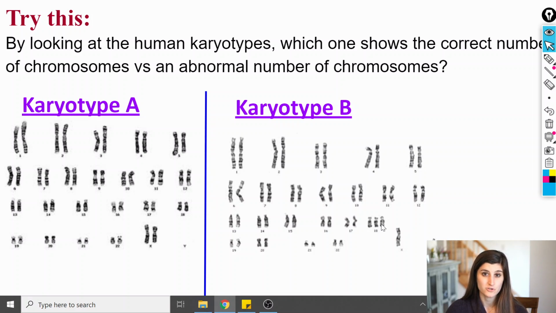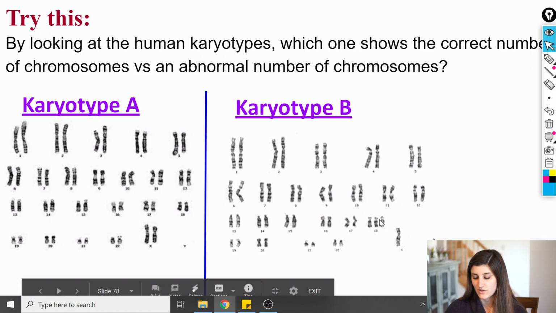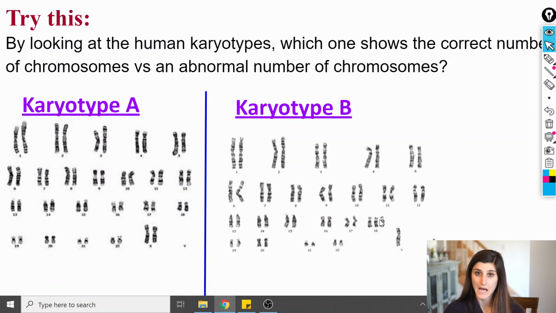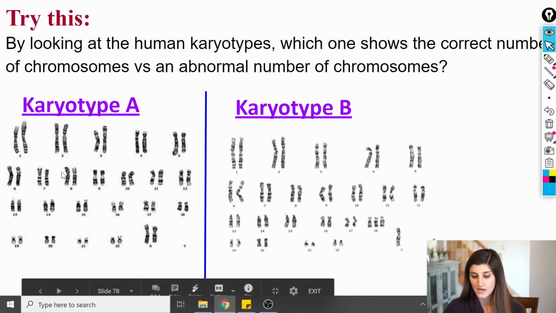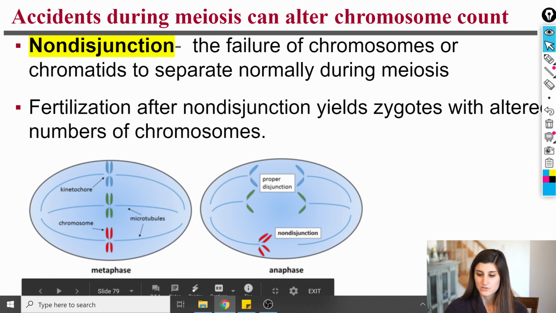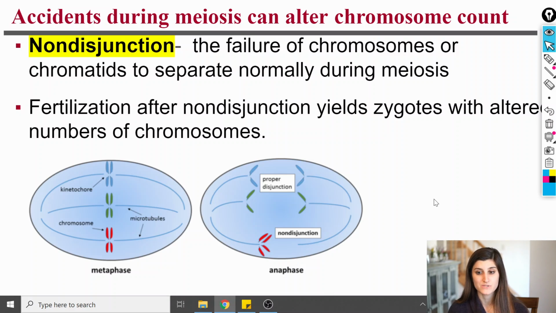We have, instead of having 2, we have 3. So maybe mom gave 2, or maybe dad gave 2. And so that was just something to recognize, that that's an abnormal number of chromosomes. And also to recognize that this is a female and that this one is a male because it has the X and the Y.